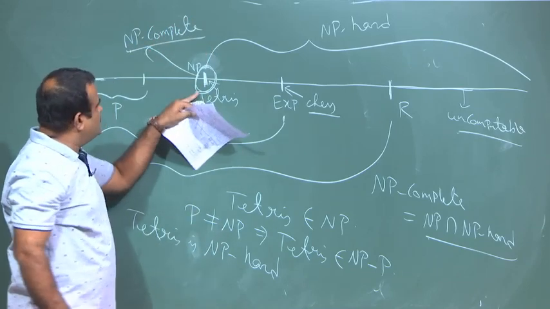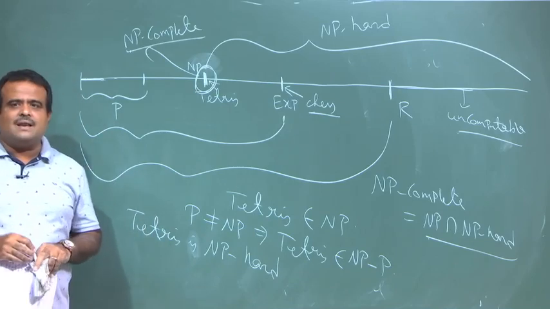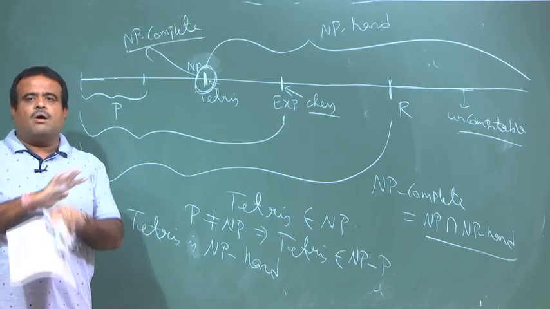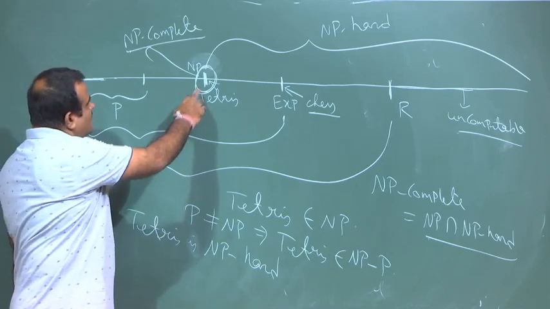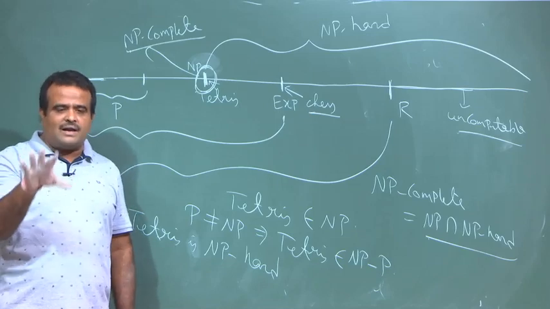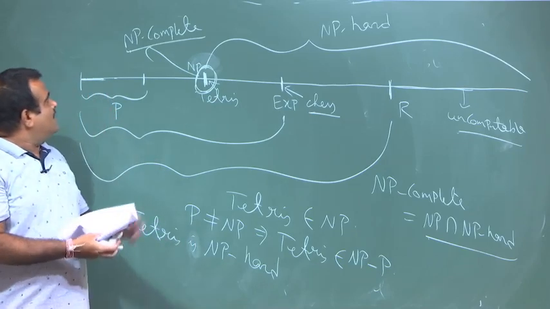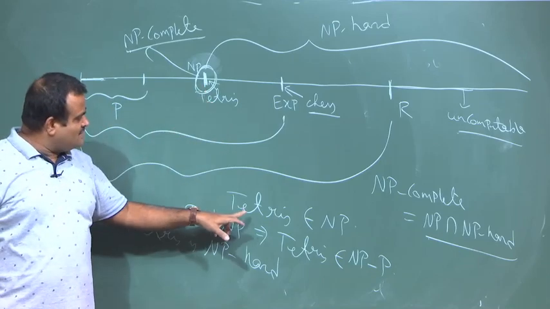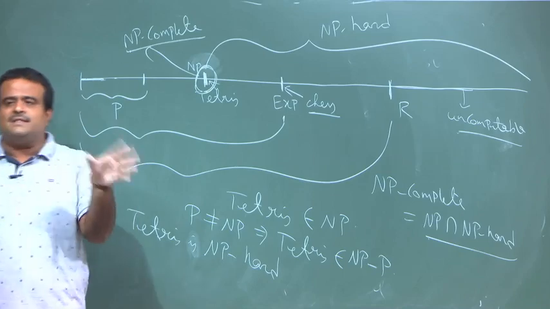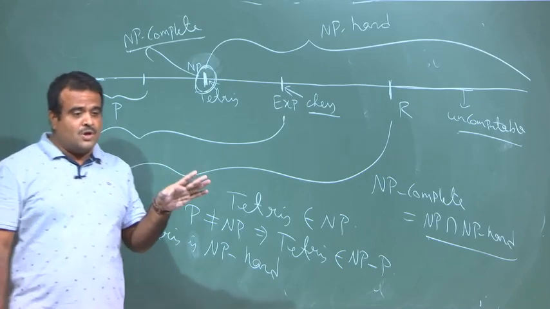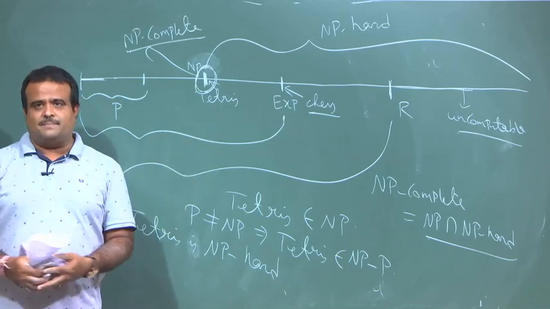So, this is the collection where these are NP problems, but these are as hard as any given NP problem. These are all NP complete problems, and Tetris is one of the examples of NP complete problems. There are many NP complete problems. Tetris is one of these examples.